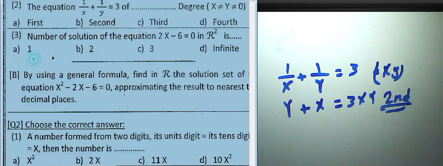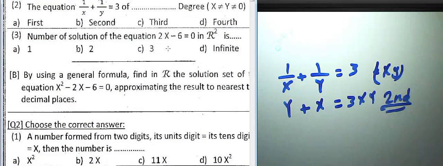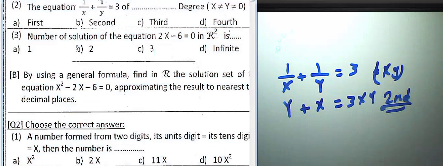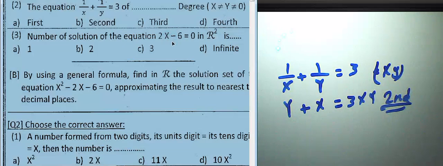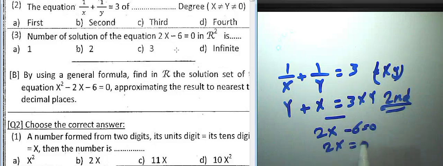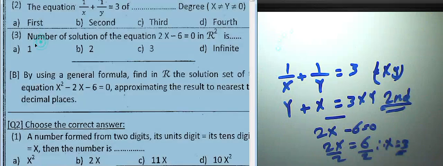Question number 3. The number of solutions of the equation 2x minus 6 equals 0 in R square is space. The number of solutions of this equation is 1, because 2 times 3 equals 6, and 6 minus 6 equals 0. So we have one solution. 2x minus 6 equals 0, so 2x equals 6, divided by 2, then x equals 3. So we have one solution for this equation. Okay, we must choose letter A.